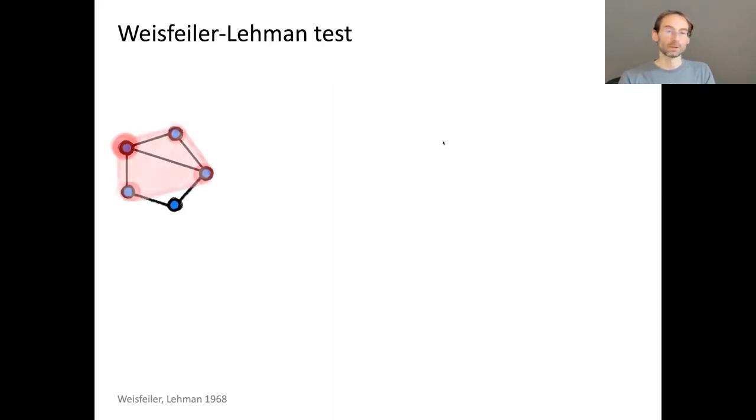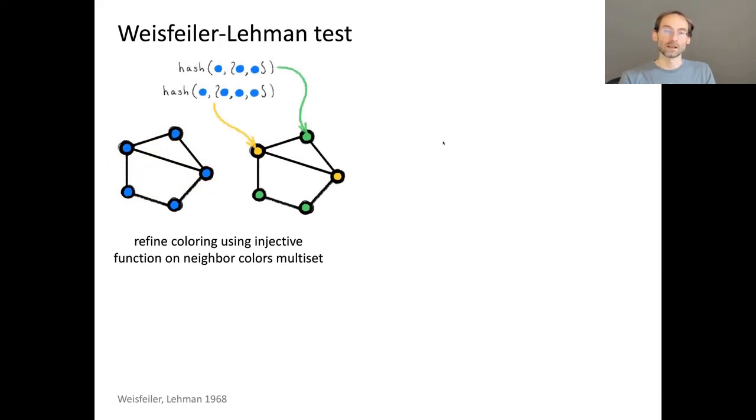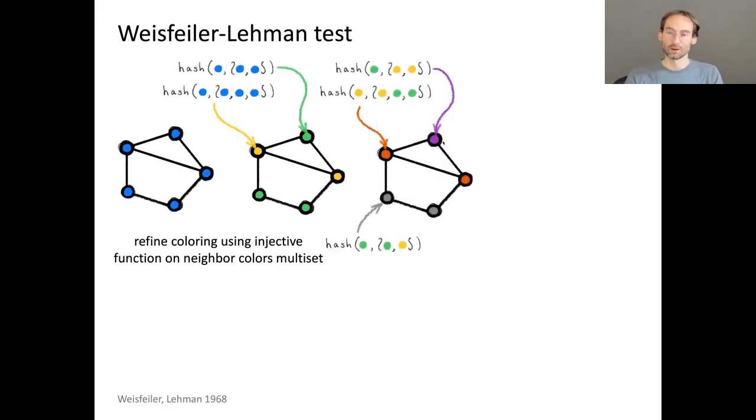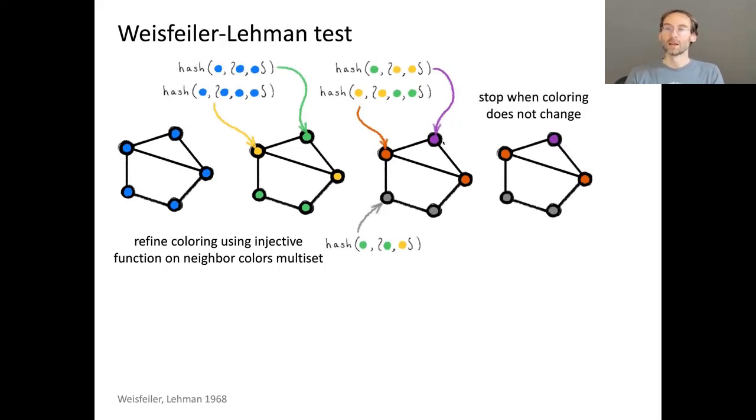And then what the WL test does, it looks at the neighborhood of a node and represents it as a multiset. A multiset is a set where the same element can be repeated multiple times. Basically, I look at the colors of all my neighbors and of myself, and I hash it using an injective function. And you see here that, for example, two nodes with different connectivity, with different number of neighbors, will result in different colors. So I refine the color, I can do it again, and here I obtain another color. But if I do it again, I now see that the color remains the same.